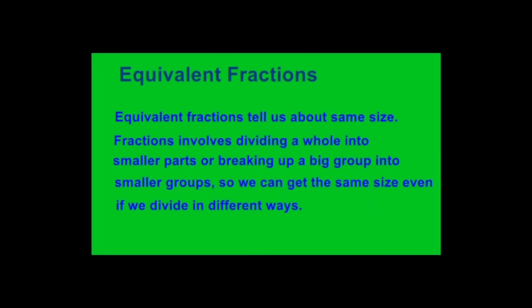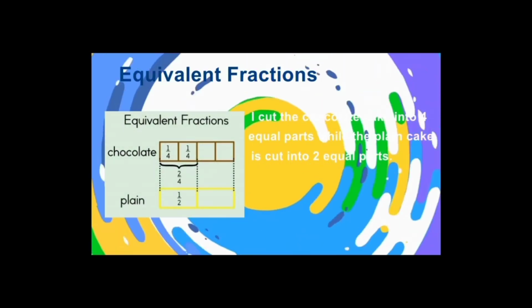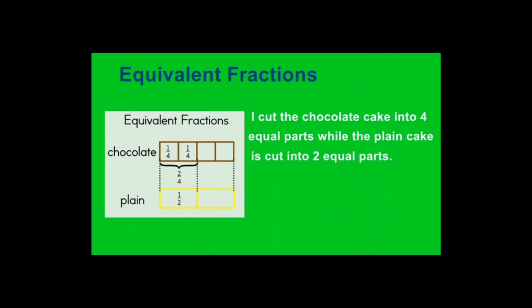Equivalent fractions. Equivalent fractions tell us about the same size. Fractions involve dividing a whole into smaller parts or breaking up a big group into smaller groups, so we can get the same size even if we divide in different ways. Example: I have a chocolate cake and a plain cake of the same size. I cut the chocolate cake into 4 equal parts while the plain cake is cut into 2 equal parts. We can see that 2 pieces of the chocolate cake are equal in size to 1 piece of the plain cake.